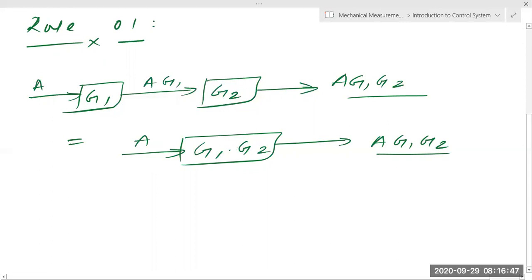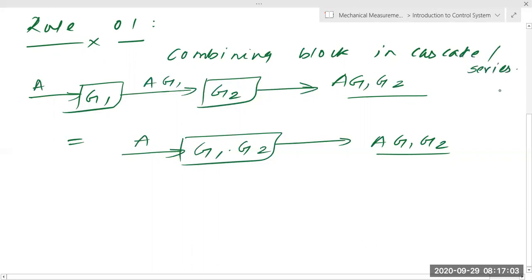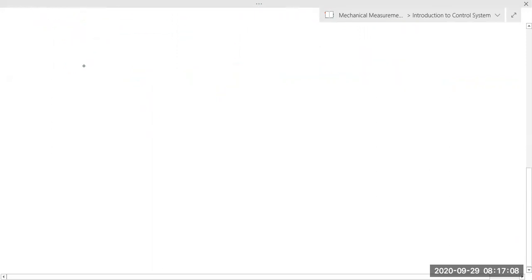So this is called combining. Rule one is called combining blocks in cascade, or we can even call it combining blocks in series. So this is series block reduction. Simple. This is my first rule. Now I'll get to the second rule.